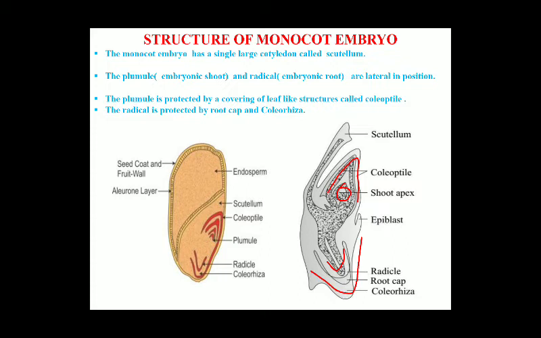So you can simply remember that monocot embryos possess a single large cotyledon named the scutellum. The plumule and radicle in these embryos are lateral in position. The plumule is protected by a covering of a leaf-like structure named the coleoptile, while the radicle is protected by the root cap and coleorhiza.